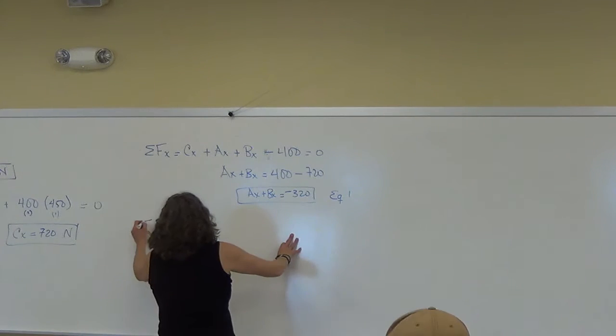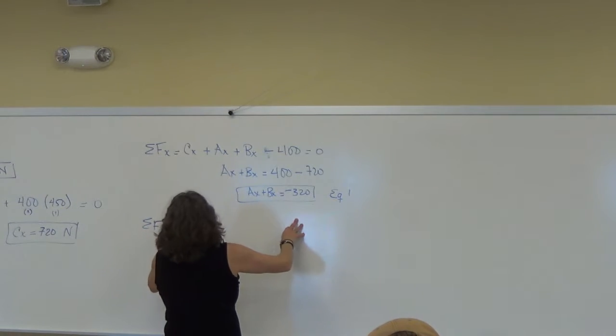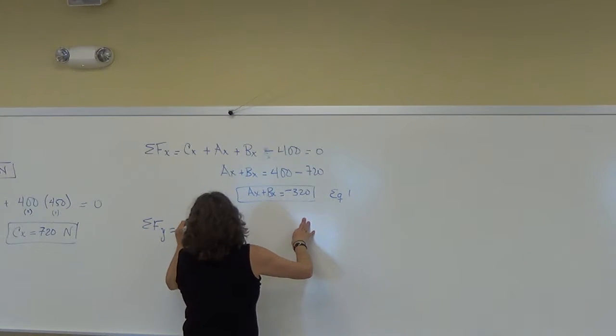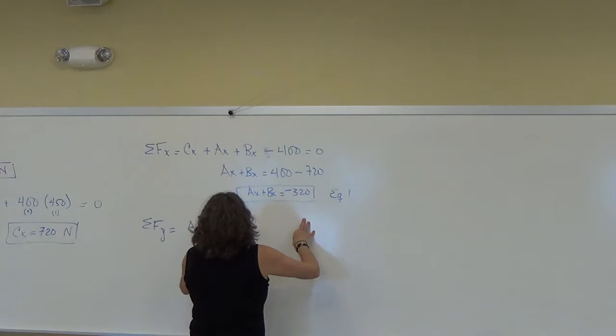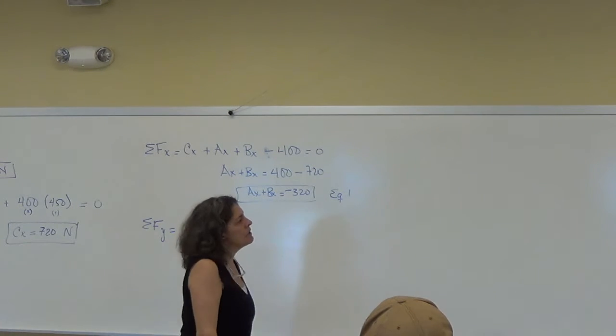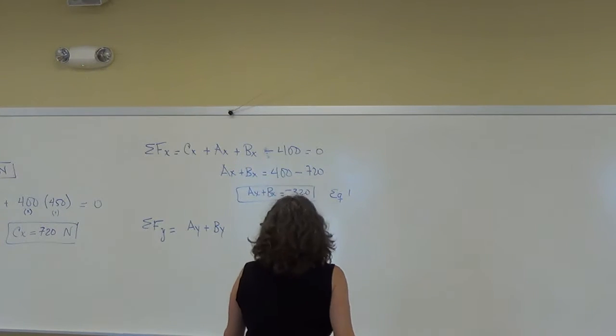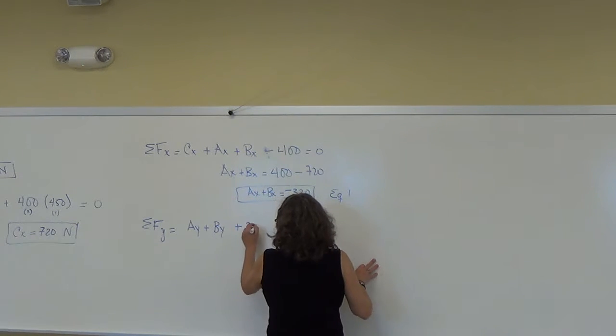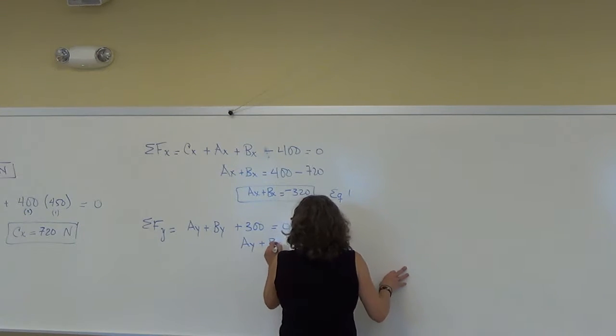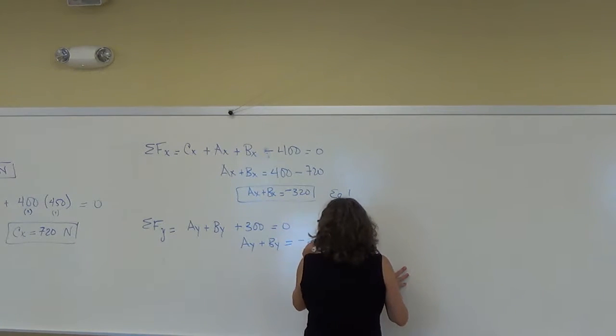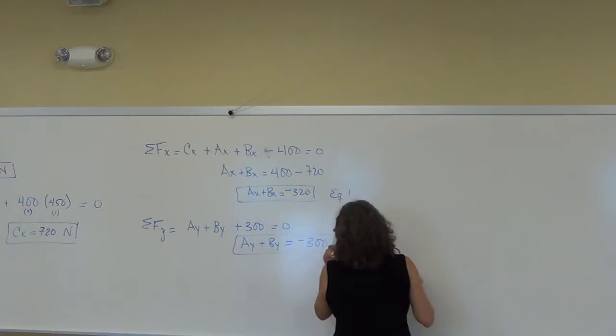Okay, then let's do the sum of the forces in the y. So what is it? Ay plus By, what else? Is there a Cy? No. What's in y? 300 plus 300 equals 0, is that right? So Ay plus By is equal to negative 300. Good?